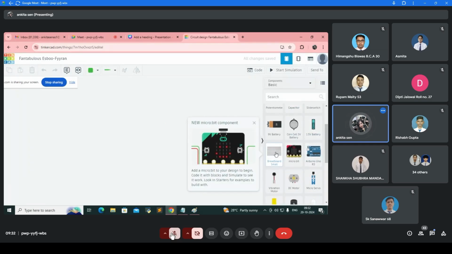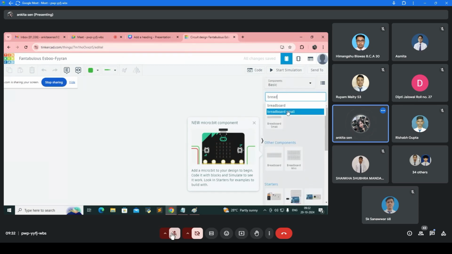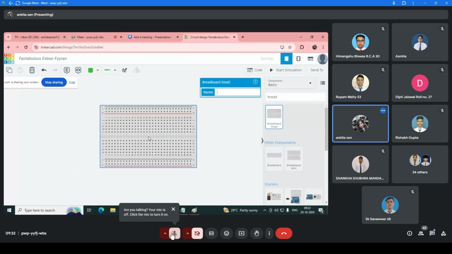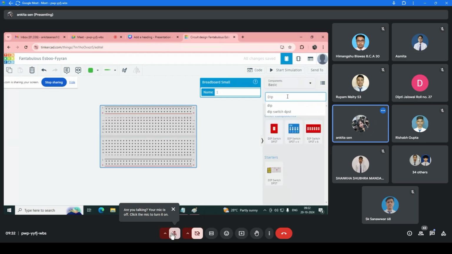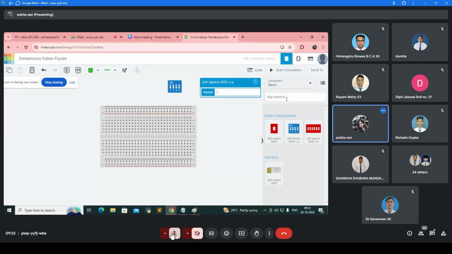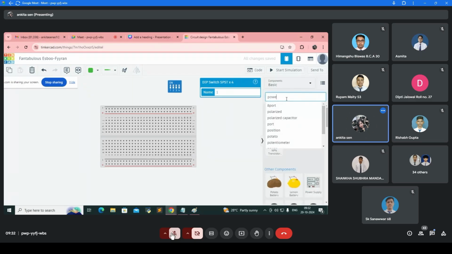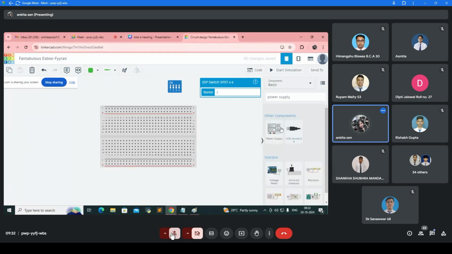First of all, you need to connect one breadboard. I'm doing it, the one. Connect the DIP switch. Connect the power supply.